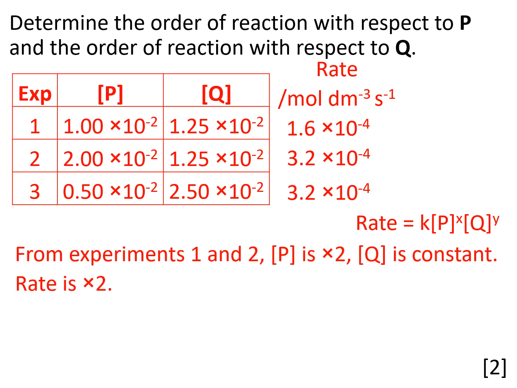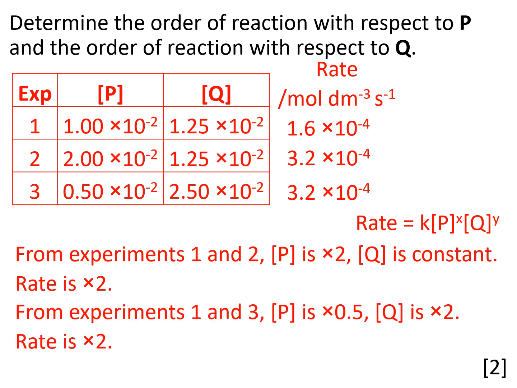If we take a look at experiments 1 and 2, the concentration of P is doubled, is multiplied by 2. Q remains the same and rate is doubled. So anything that's happened to the rate is solely due to changing the concentration of P. And as we double P, we double the rate. So that will be a first order reaction with respect to P, the concentration of P.